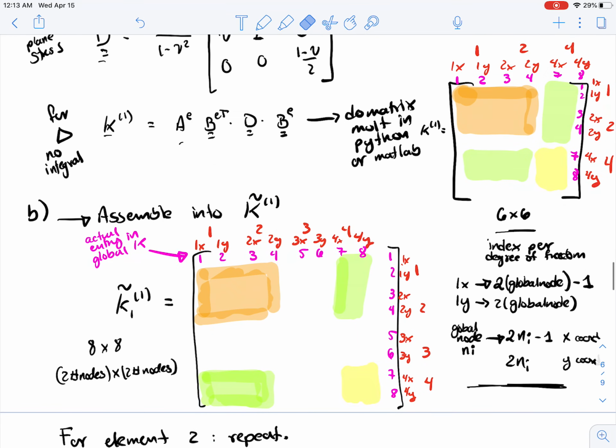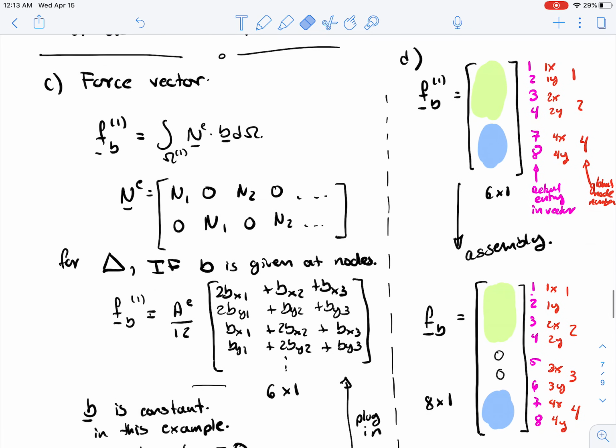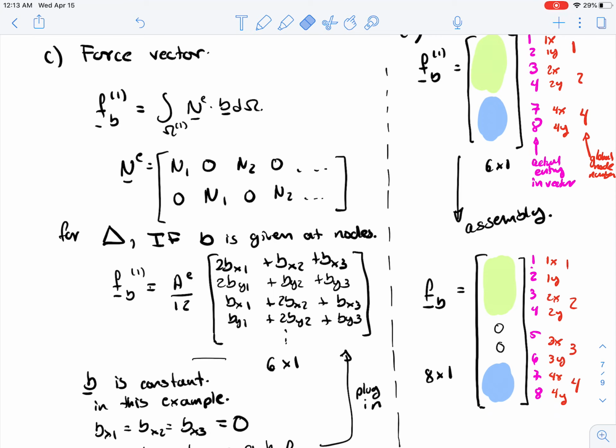And I think probably the tricky bit is the assembly. Once you have the 6x6 matrix for the triangle, how do you assemble into the global stiffness matrix, which in this case is 8x8 because we have 4 nodes total. Visually it might be a little bit clearer, but for the code what you need to be able to calculate is, what is the number associated with 1x, what is the number associated with 1y, etc. And that is similar to what we did for the 2D truss, and I'm going to explain a little bit more on the Python code. I would say that's probably the tricky bit.